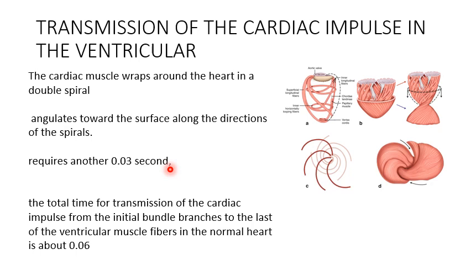until the whole muscle layers have the signal conducted. Okay, so then we can add up the delay that happens in the Purkinje system, which is 0.03, to the delay that happens in the spiral cardiac muscle layers, which is about another 0.03, and this makes a total time of transmission of 0.06, from the initial bundle, right and left, until it reaches the whole layers of ventricular muscle fibers, which is about 0.06 seconds.